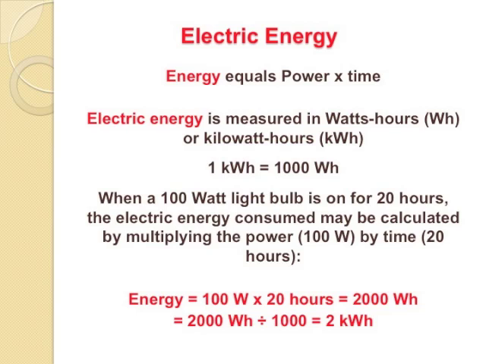Now, the relationship between electric power and electric energy is important. Electric energy is the amount of energy produced when power is consumed or power is applied over a certain time period. So it's always power times time. Electric energy is measured in watt hours or kilowatt hours. 1 kilowatt hour is 1,000 watt hours. So when a 100-watt light bulb is on for 20 hours, the amount of energy used is 20 hours times 100 watts, which is 2,000 watt hours, or you divide that by 1,000, 2 kilowatt hours.